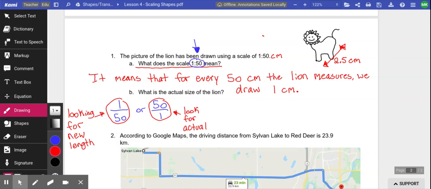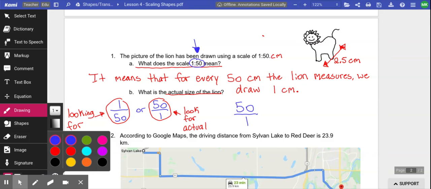In our case, we're trying to look for the actual size of the lion. So what I want to do is I want to make a ratio of 50 over 1. That is my actual divided by my new. And then what I can do is I can take that ratio and make it equal to my actual length, which I don't know, divided by my new length, which was 2.5 centimeters. So what I've done is I've taken my ratio, I've turned it into a fraction where my actual is divided by my new. So it's 50 divided by 1. And then I said that must equal my ratio of whatever the actual line was, which we don't know, divided by my drawing of the line, which was 2.5.